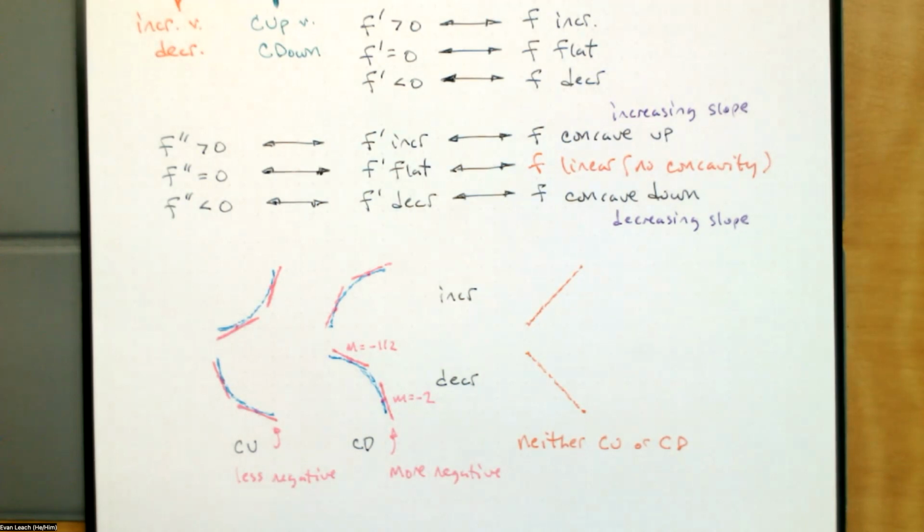The problem is, steepness doesn't have a direction. We just say it's steep going up or steep going down. So it's not a good description when we're talking about concavity. Any questions? How's everybody? Okay?